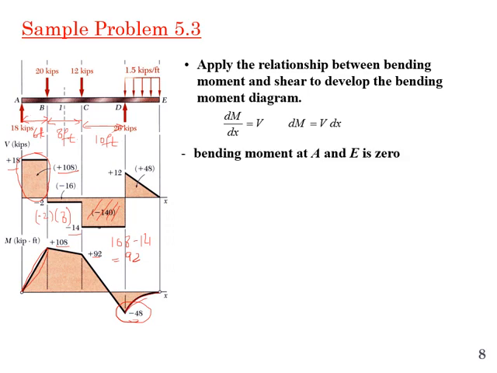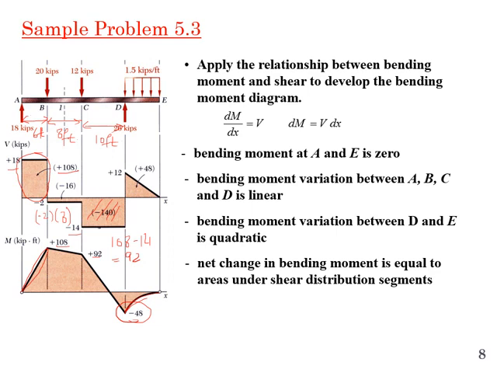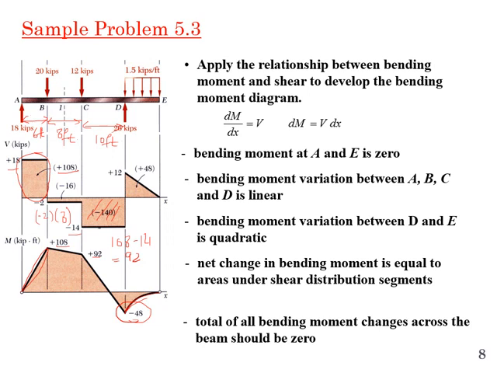Okay, so the bending moment at A and E is 0, and the bending moment variation between A, B, C, D is linear, whereas the bending moment variation between D and E is quadratic, because it will always be one order higher than the shear force. A net change in bending moment is equal to the area under the shear distribution segment.